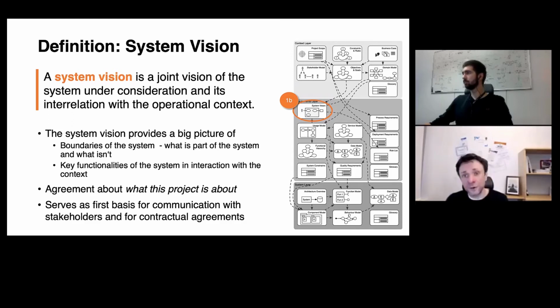Again, I focus on two things. I want to understand what the boundaries of the software system are. So what is inside of my project and what is outside of my project. And I specify what the key functionalities of my software system are in interaction with its context. I specify what the elementary use cases are that I want to support with my software system.